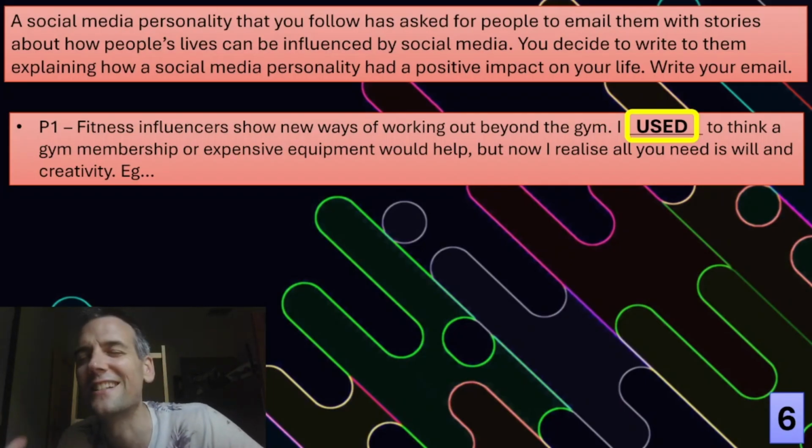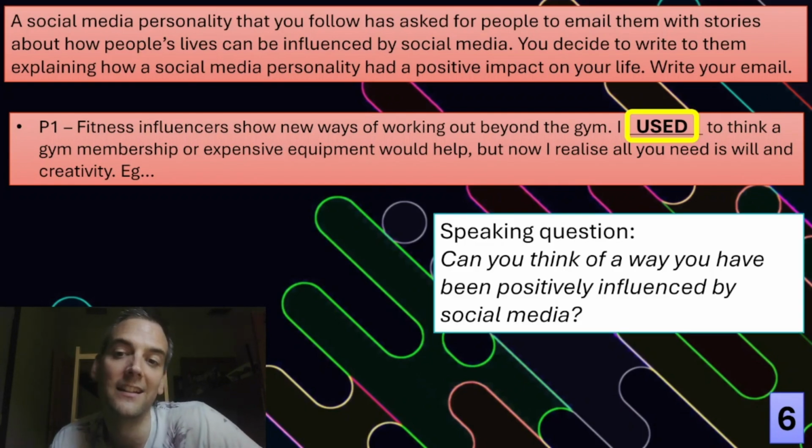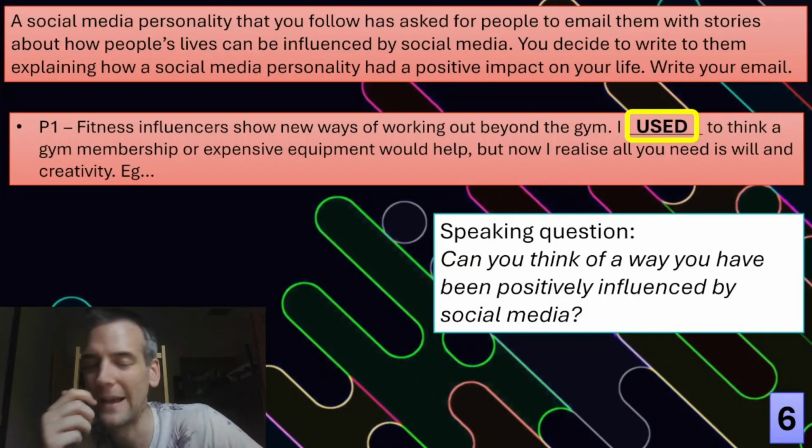So hopefully we're understanding these common ideas, and you can write an email to your favorite social media personality about that topic. Can you think of what you would say in that? If you didn't want to talk about fitness influencers, what would you talk about? What positive impact has social media had on you?